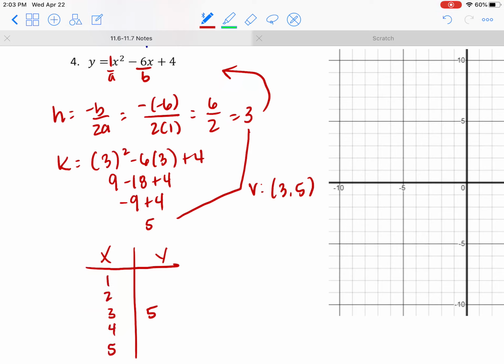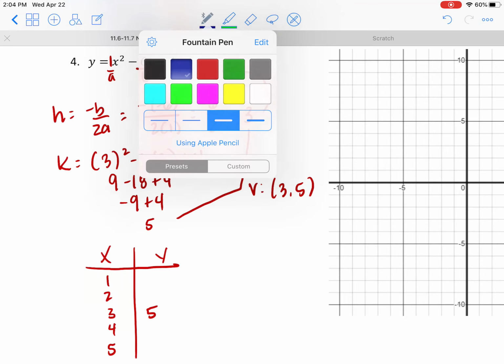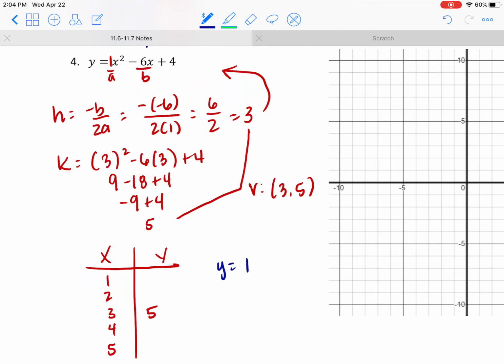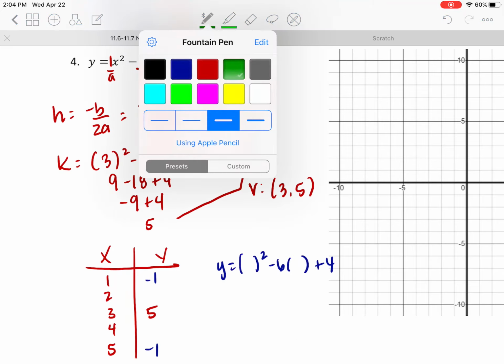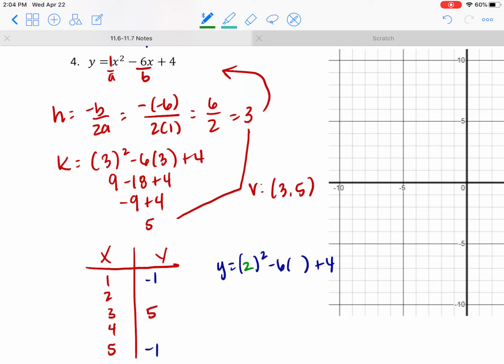So now I can make my table, and I could put that vertex 3, 5 right in the center, and then just go left and right, make 5 consecutive numbers here so we can make a good picture. So now I'm going to plug in the 1. So I would have 1 squared minus 6 times 1 and then plus 4. So that's 1 minus 6 plus 4, or negative 5 plus 4, which is a negative 1. So negative 1 here, negative 1 here.